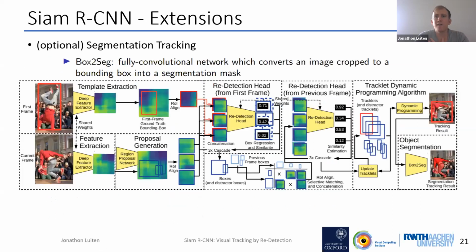So I think this is the final extension, that we also wanted this thing to do segmentation tracking, which I talked about at the start. So basically the solution was just to add another network that took the final detection result, the final box, and output a segmentation. So it's kind of a separate network. It takes an image, we concatenate the box that we predicted to the image as a fourth channel, and then it is a fully convolutional network that outputs a segmentation mask.